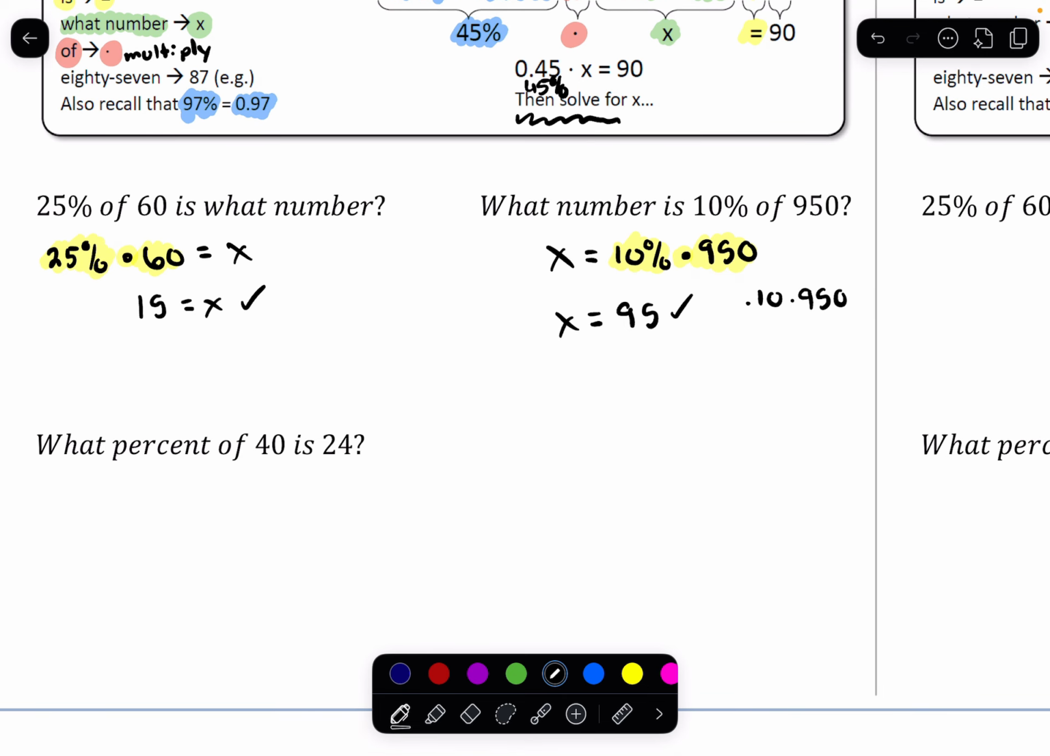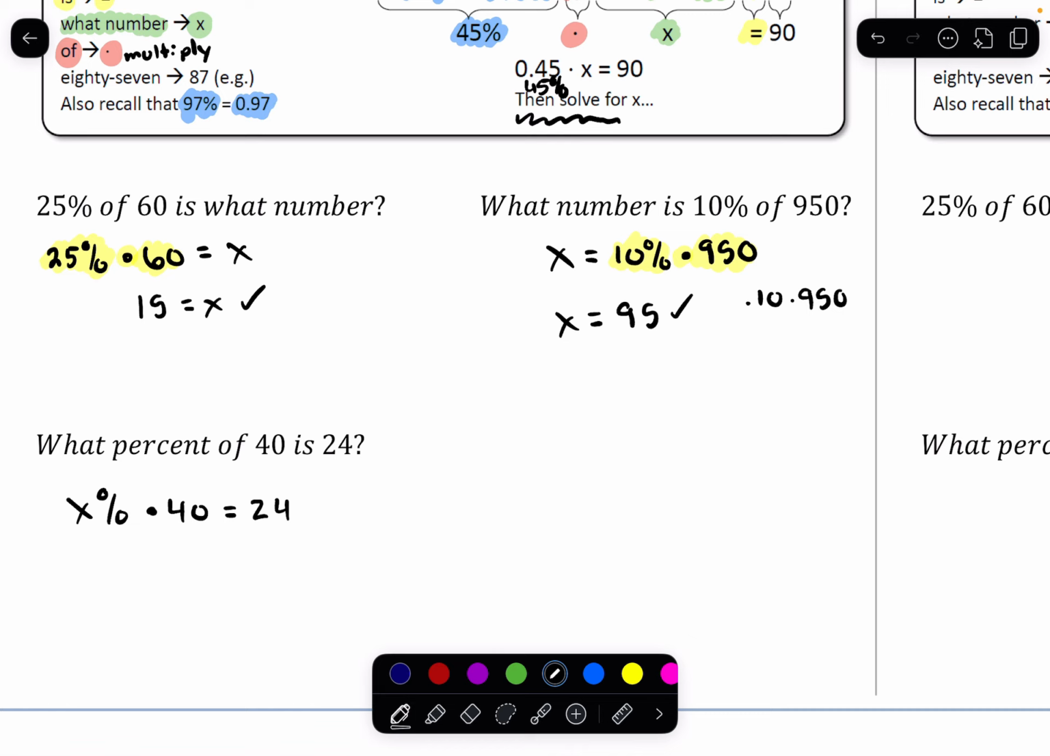What percent? So that means I don't know the percent. That means I'm looking for the percent. So that's kind of like X percent because I don't know what it is. Of means multiply. 40 is the word that comes after of. Is means equal. 24 comes after the is, so 24 goes over there. So what percent of 40 is 24?